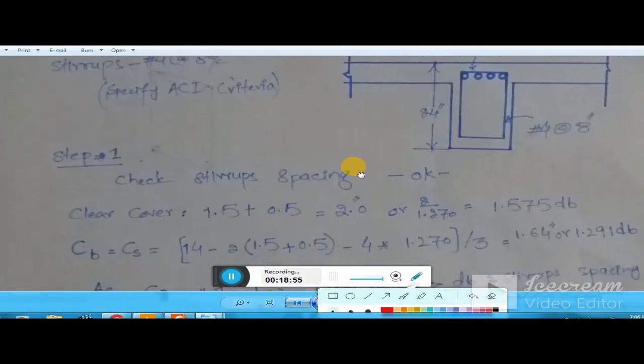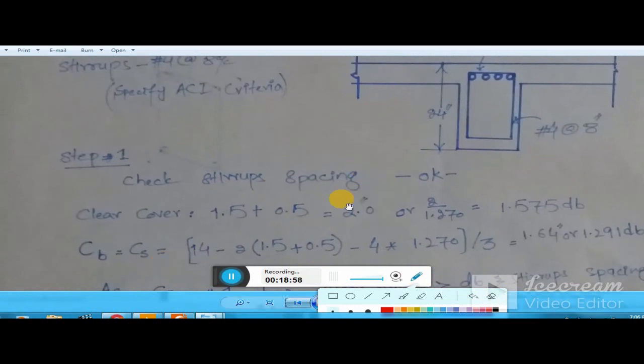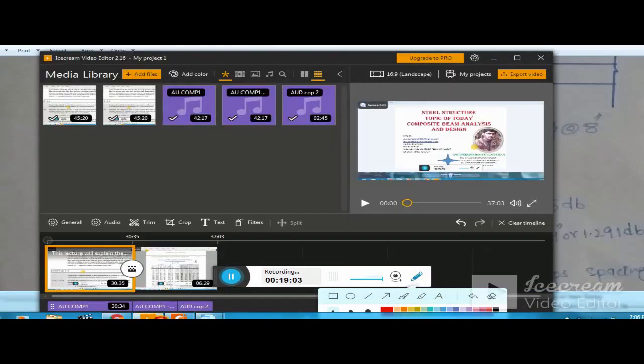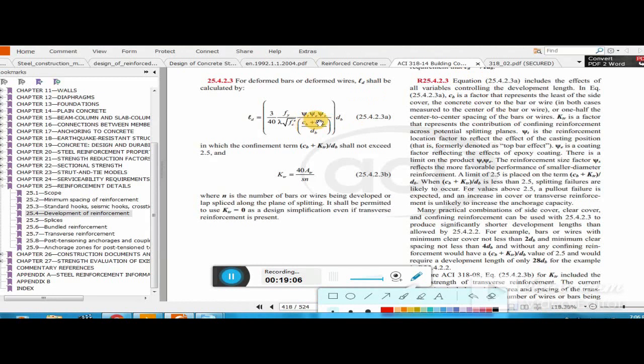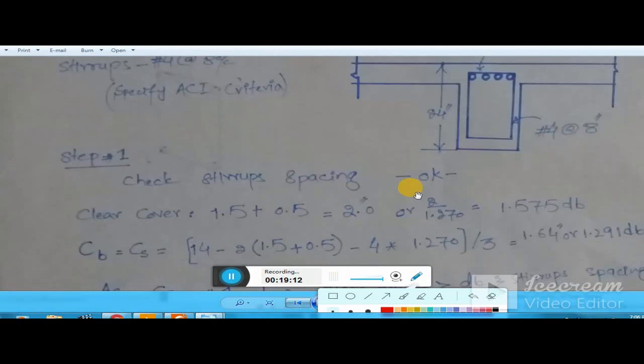Then you see cb. This is very important, and this cb is used in the calculation. Okay, and you see this cb in your formula. Clear? So what does it mean? Let's calculate. Look, the width of this beam is 14 inches minus, we have a cover of 1.5 plus 0.5 you see here, and multiply it by 2 because we have this side and we have that side. Clear? So that is multiplied by 2, minus 4 times 1.270.